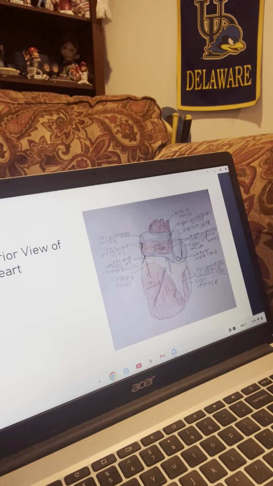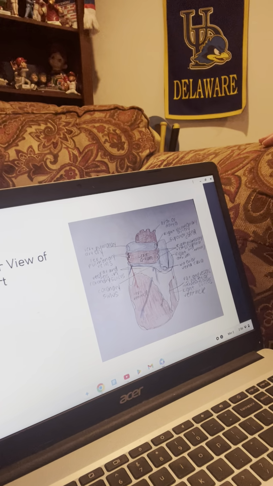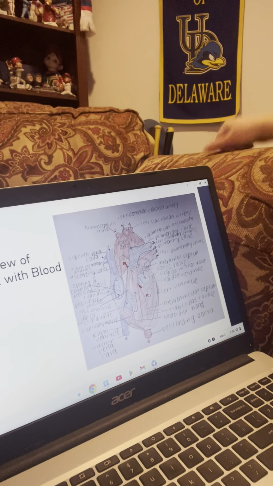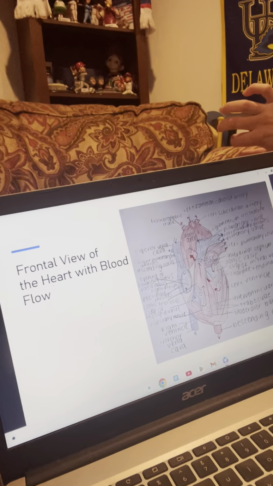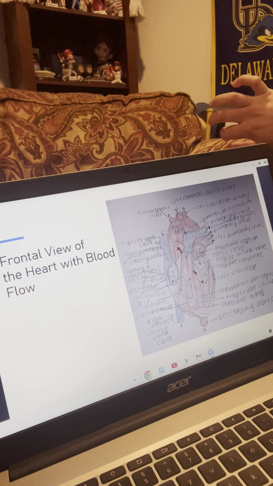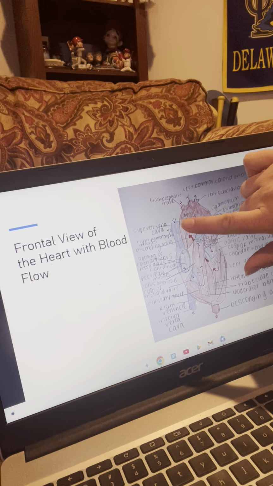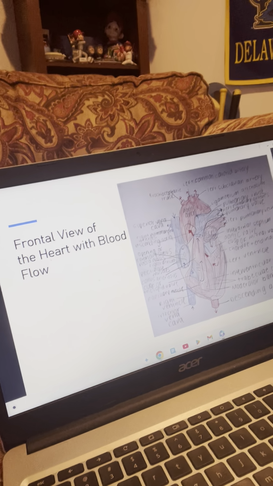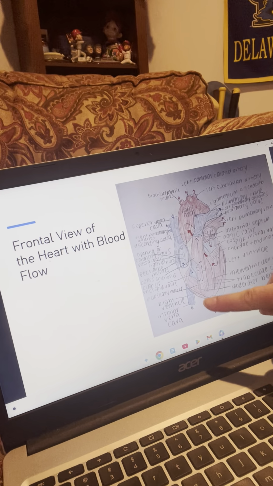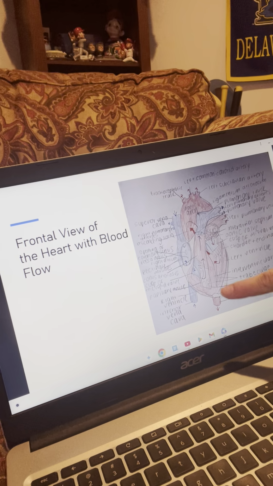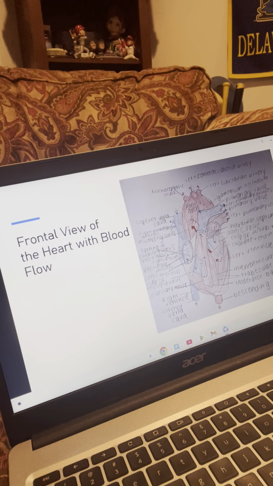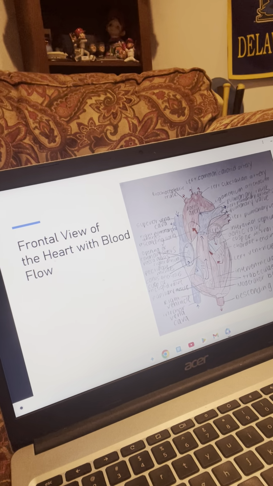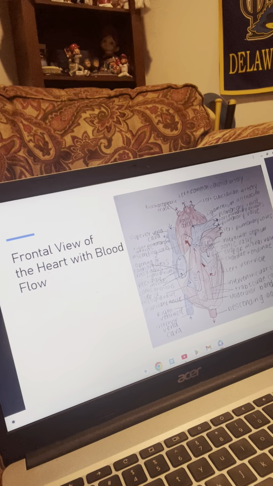The posterior view of the heart, this is another one that I drew and labeled as well. And then the last is the frontal view of the heart, and it also depicts the blood flow through the heart. So it shows the blood coming in through the superior and inferior vena cava, going down through the right atrium and then up through the pulmonary trunk, where it goes out to be oxygenated by the lungs.